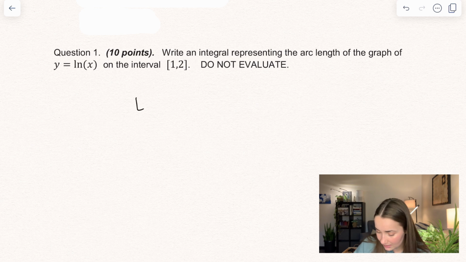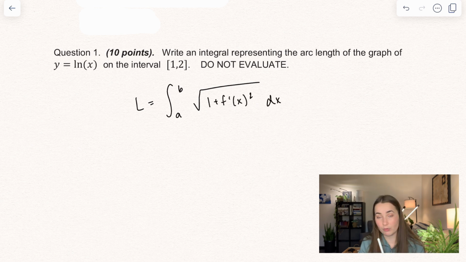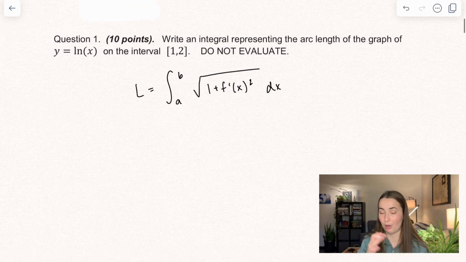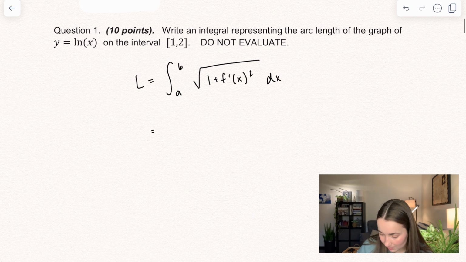So here we have L is equal to the integral from a to b of the square root of 1 plus f prime of x squared dx. If you want to see how that's derived, I have a whole video on it, and it has to do with the hypotenuse of lots of triangles. So you can go ahead and go through that if you want. Otherwise, you can just memorize it.